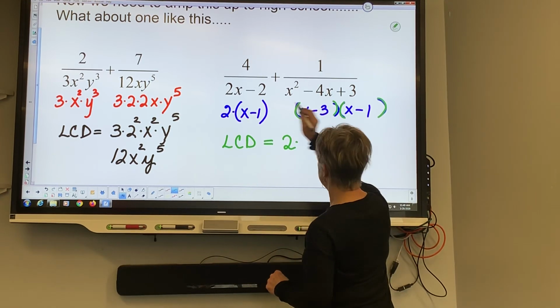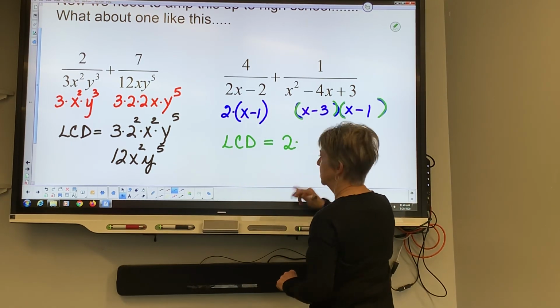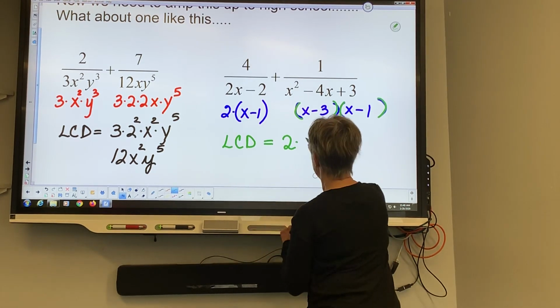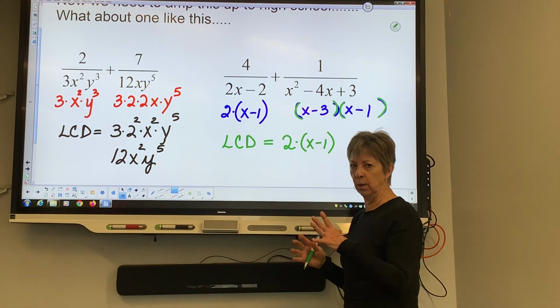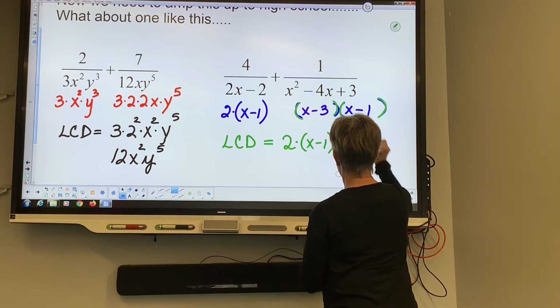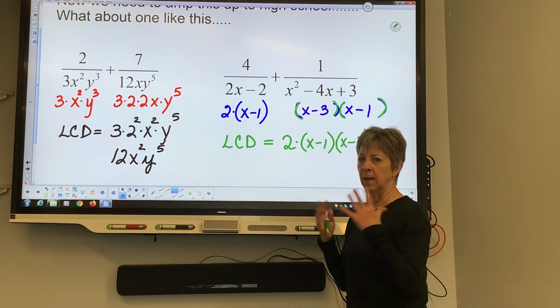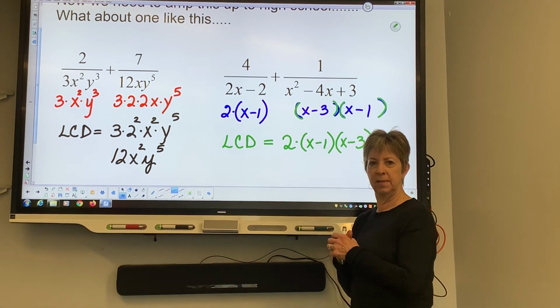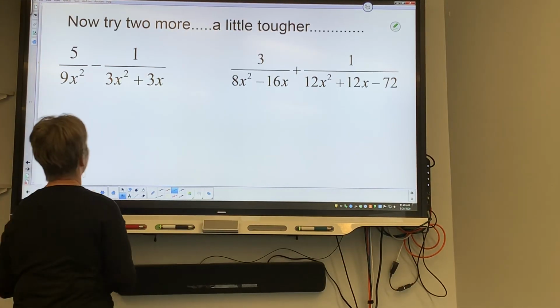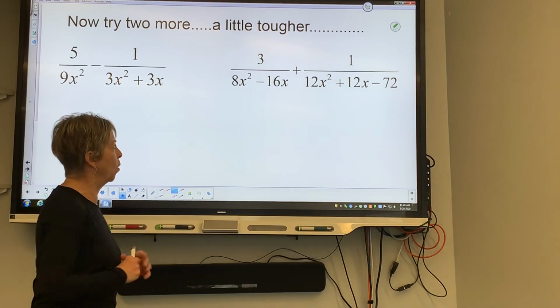Okay, so then I see a factor of x minus 1. Remember, you got to take the whole parentheses or no part of it. And since it only occurs once in each denominator, I only need it once. Here, I need an x minus 3. And there I have my LCD. Not so bad. Okay. Now, we got two more.